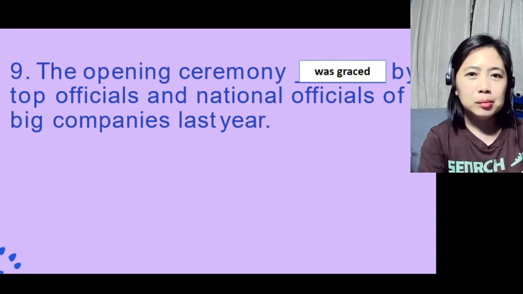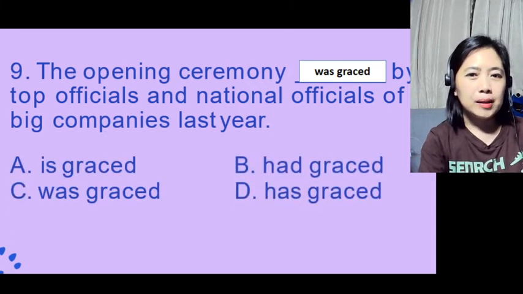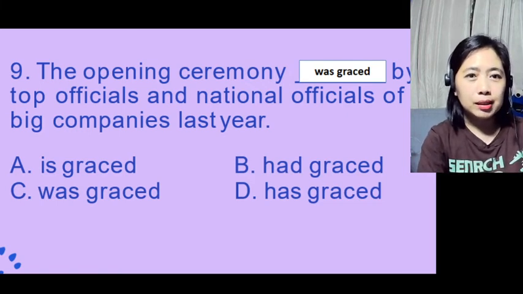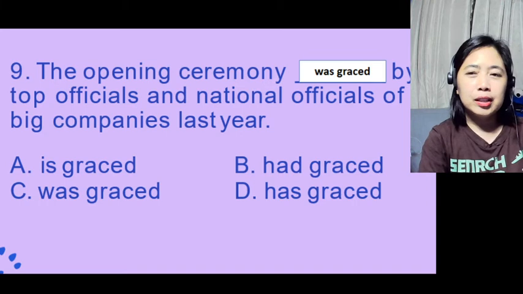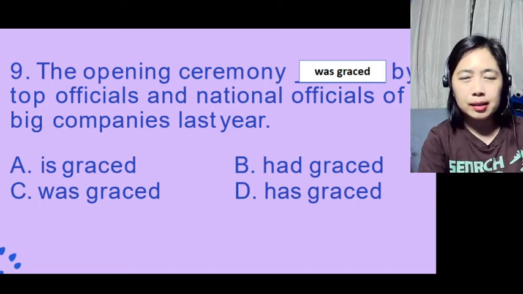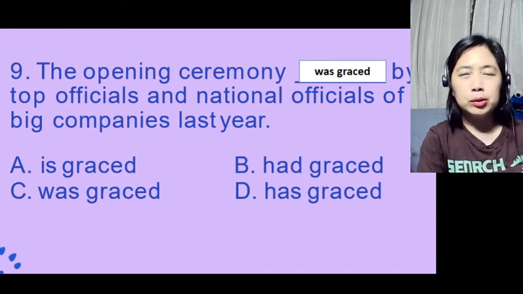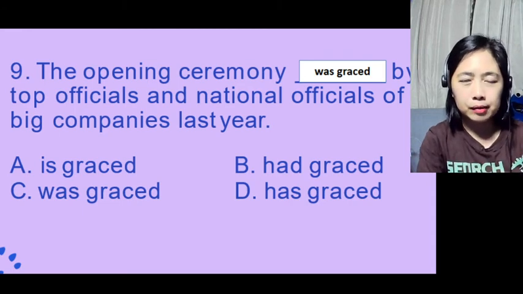The opening ceremony was graced by top officials and national officials of big companies last year. So these are the choices. Our answer here is was graced because the other clue here is the by. It's for the passive voice again, which means it's always in the passive form. So we use passive form, by the way, with the is, was, or other modal verbs, and then paired with the past participle of the verb.